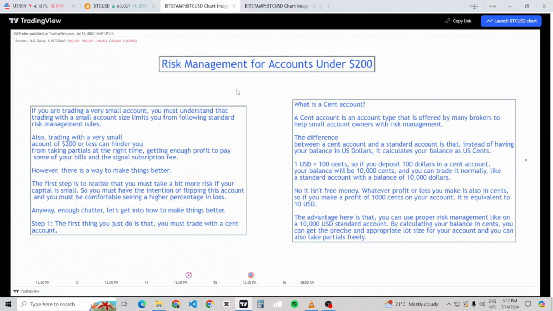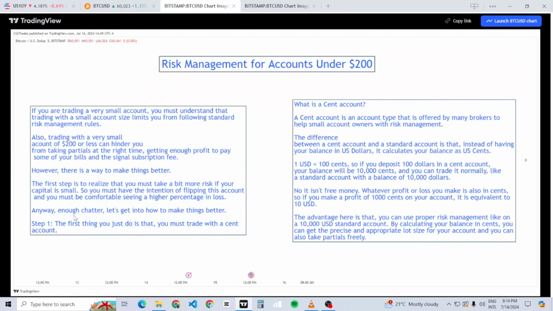The first step is that you must realize that you have to take a bit more risk if your capital is small. It is inevitable. You can't be using 1% risk on a small capital. So you must have the intention of flipping this account, and you must be comfortable seeing a higher percentage in loss, because a higher percentage in loss for you is still a very, very small amount. So you have to be comfortable with it, because as long as you have profitable trades, you are eventually going to recover that loss. So just be more comfortable risking a bit more on your account.